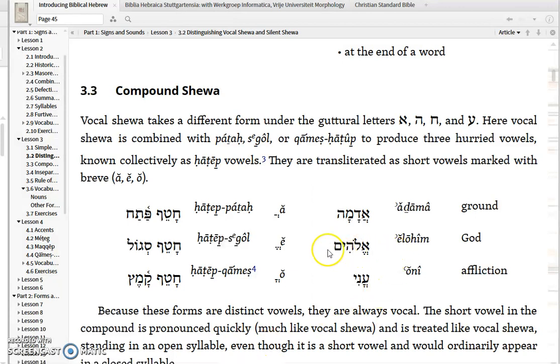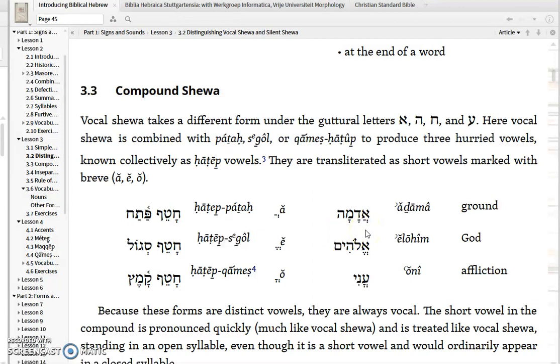So if you want to put a Shavah under one of those four letters, sometimes you'll get instead what is called a Hataf Patah. Half Patah, half Shavah. And if you look carefully here, you can see a little bitty Patah, and right next to it is a Shavah. The word for ground does that. The first letter is Adama, and so you have a little sound here under the word for ground. Adama. A little more of an A sound.